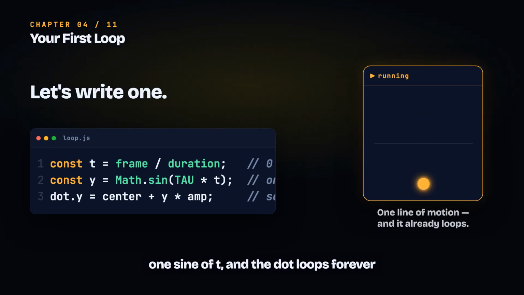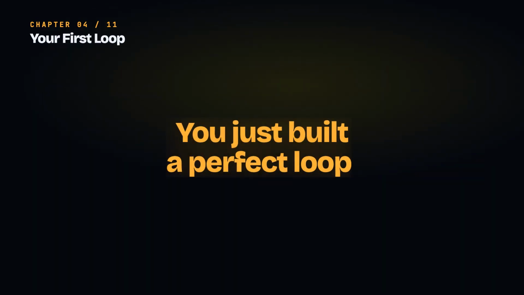Want it to move in a circle instead? Use sine for y and cosine for x with the same t, and it orbits, looping forever. That's the whole pattern. You describe motion as a function of t, you keep your cycles whole, and the loop takes care of itself. No keyframes, no guesswork, no seam.